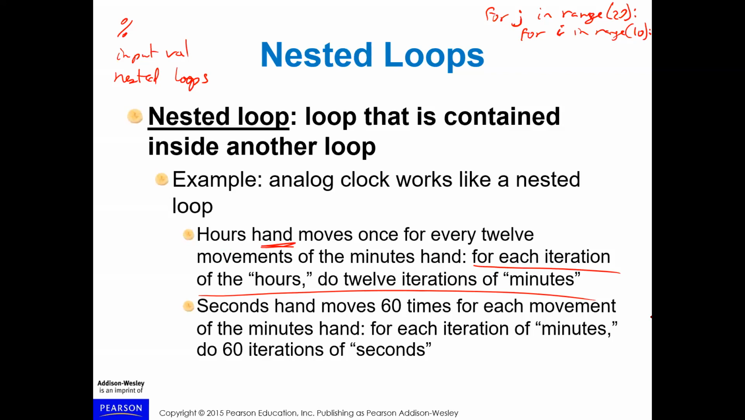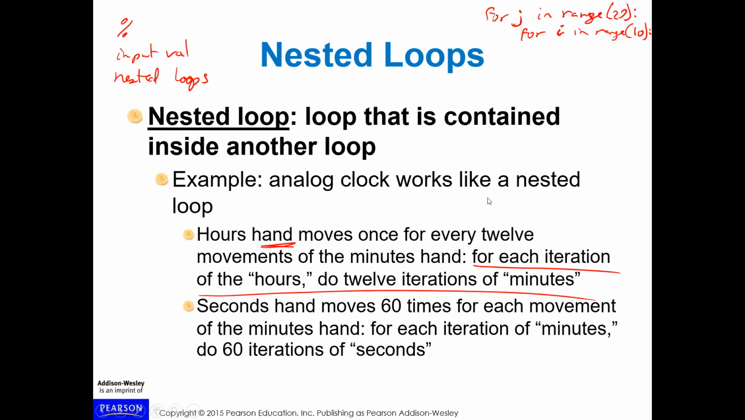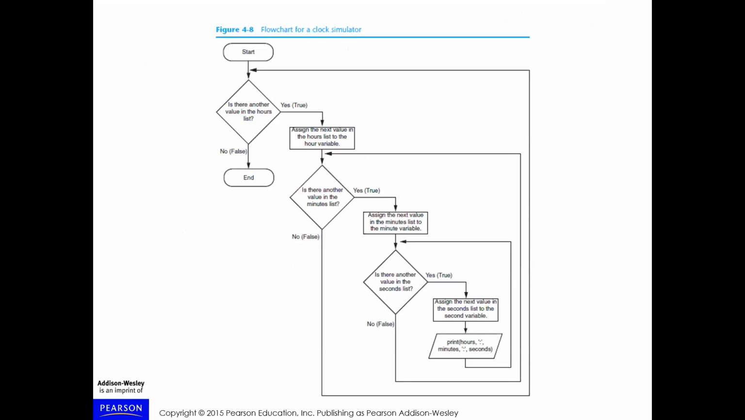All right. The seconds hand moves 60 times for each movement of the minutes hand. For each iteration of minutes, do 60 iterations of seconds. Yeah, okay. So there's 60 seconds in a minute. It's worded really strange. Okay, so now we have a clock simulator.